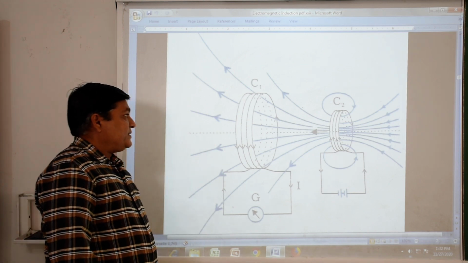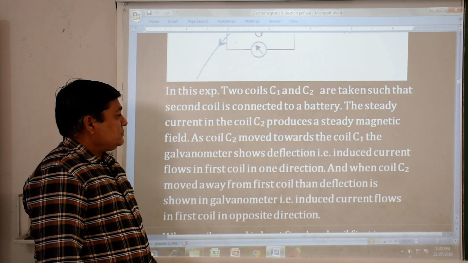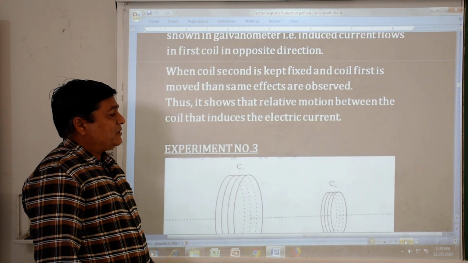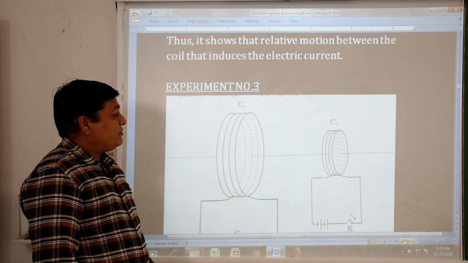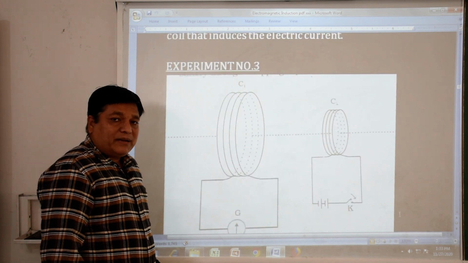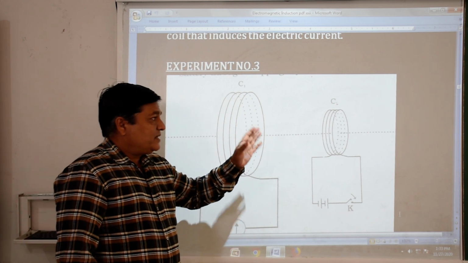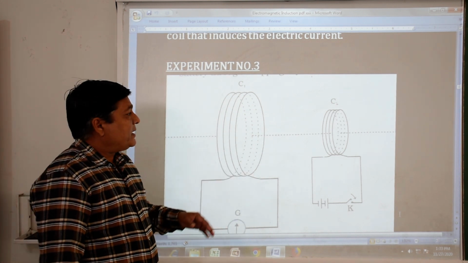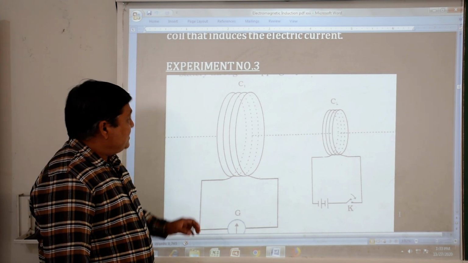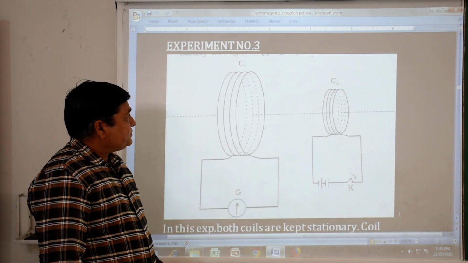Now, because of these two experiments, we conclude that whenever there is a relative motion between the source, the magnet or the magnetic field, and the conductor or coil, current will be produced in the coil. Third experiment we see here.